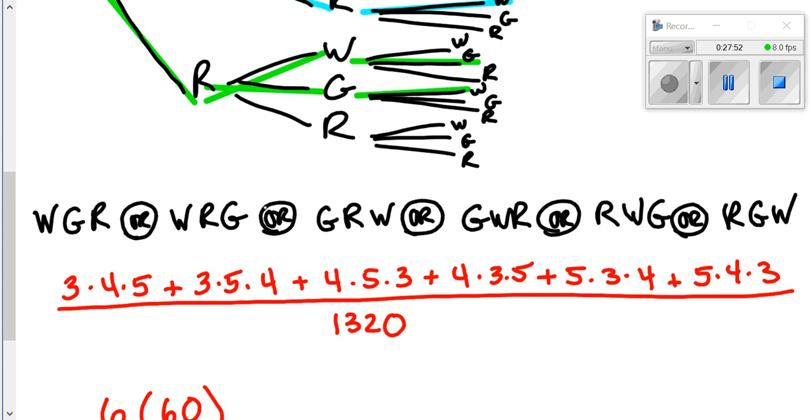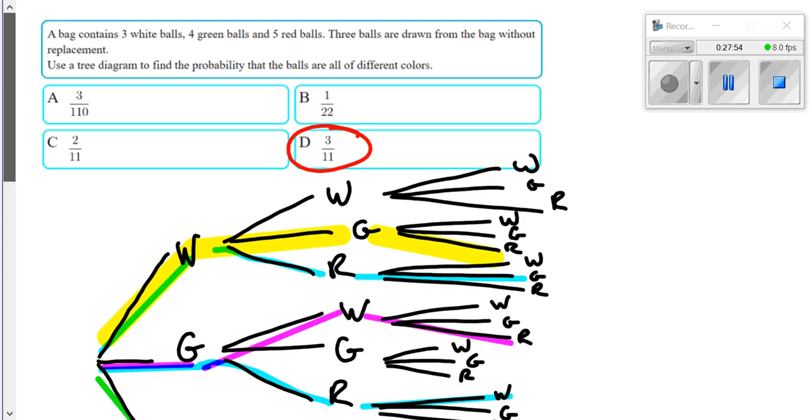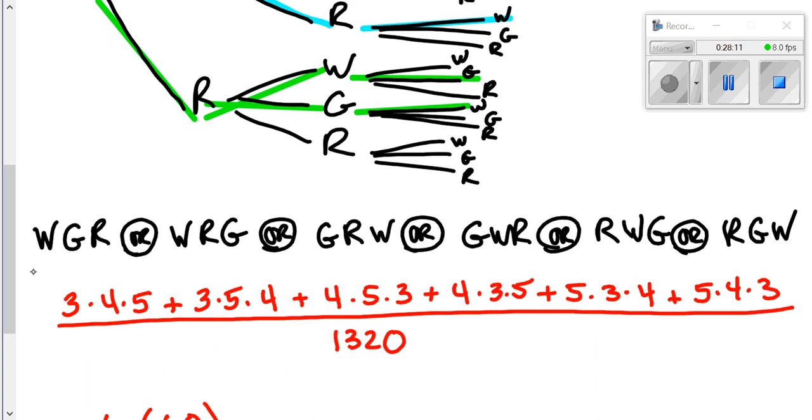And then I am going to be drawing from this bag. If you look at this, this has 3 plus 4, which is 7, plus 5 is 12. So the first time I draw, I'm going to have 12 balls that I am selecting from. Then the next time I'll have 11. Then the next time I have 10. So my denominator is going to be 12 times 11 times 10, which is 1320.